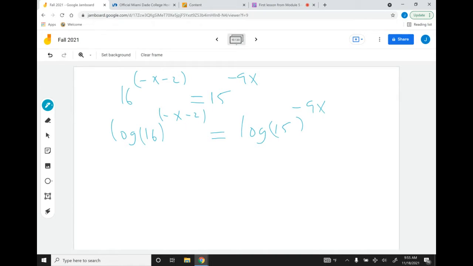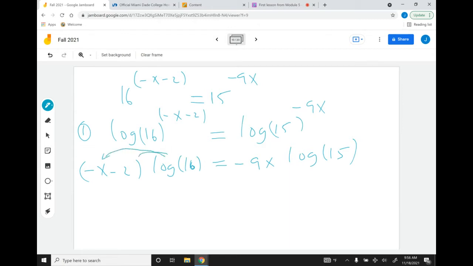Now I have gained access. The fact that I have logs on both sides gives me access to move the exponents to the front. Don't move the exponents to the front without doing this step first, which is to apply logs to both sides. Don't do that. Otherwise, you're breaking every rule there is. You see? There you have it.